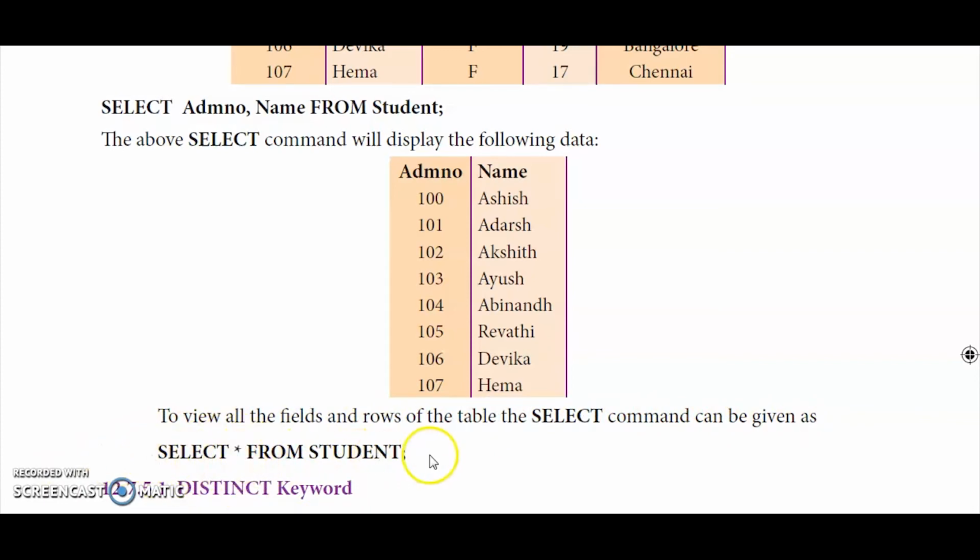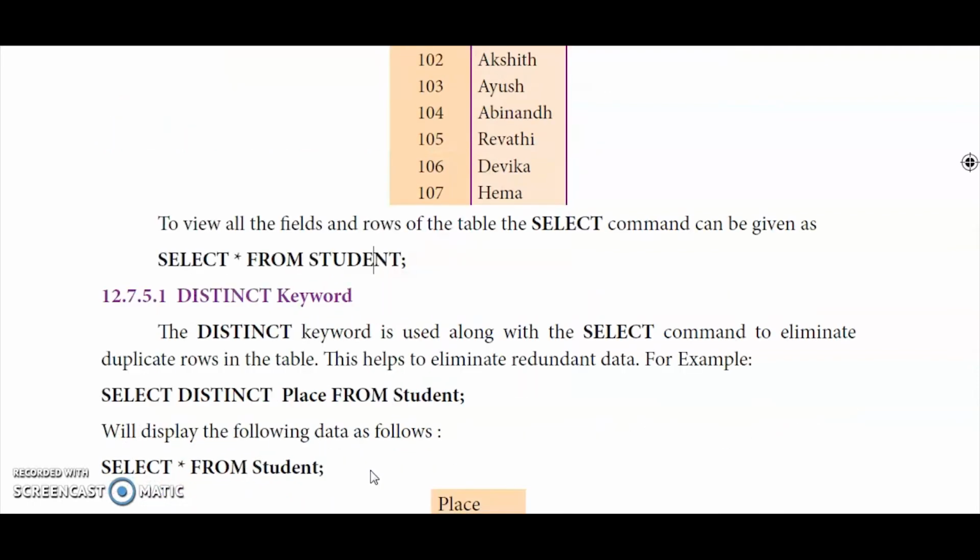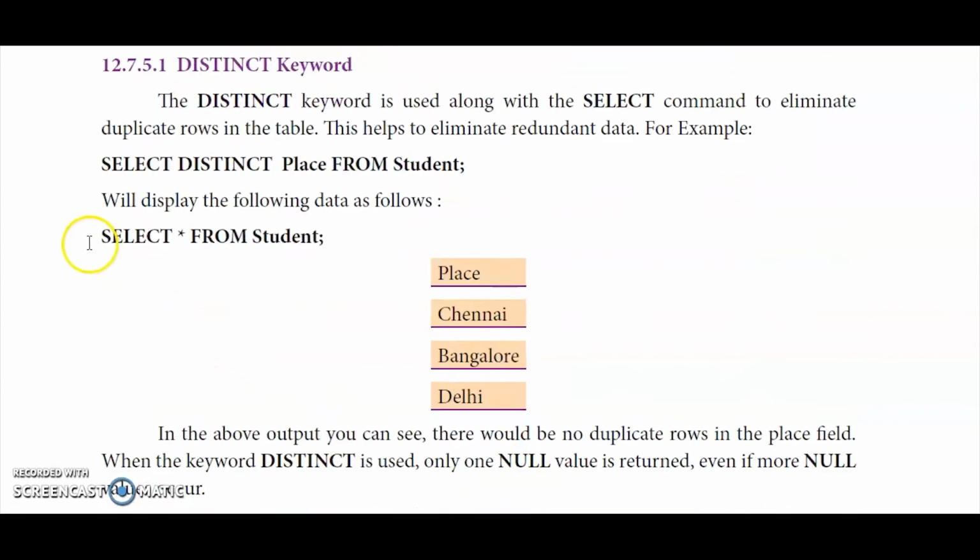This command I explained to you in the last video. Select star, where star is used for retrieving all the fields, that is, all the columns. Okay. So now we will see in various ways how we can use this select command. We have some keywords also to use with the select command. Here they have given some 5 or 6 keywords. First we will see the distinct keyword.